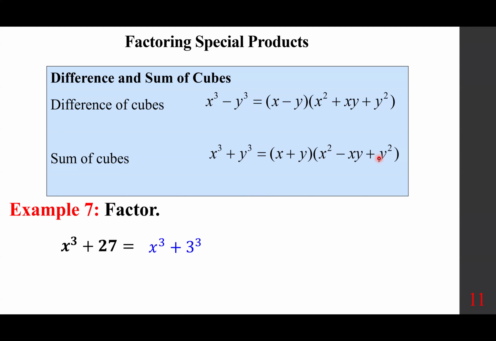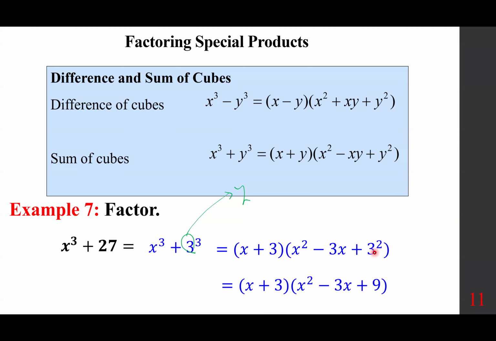That's all. So think about this as y. Okay. So x plus y becomes x plus 3. X squared minus xy becomes minus x times 3 or minus 3x. Plus y squared becomes plus 3 squared. So you keep everything the same. You must change the 3 squared to 9. And that would be the final answer.